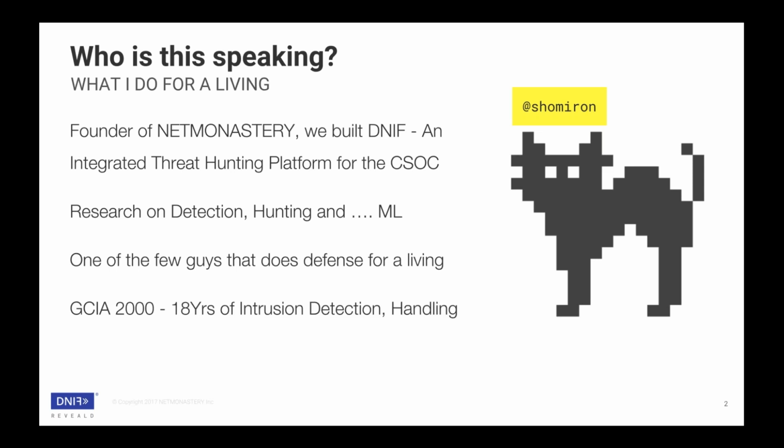My primary qualification in the space is that I'm a GCIA. I did that in the year 2000, which is about 18 years back. Since then, we've had 18 years of intrusion detection and handling. We've worked on several cases on the handling side as well, so you'll see that in the experience that comes out. NIF has 50-plus A-listed customers in India itself, and Net Monastery is 15-plus years in business. Okay, so that's enough introduction.